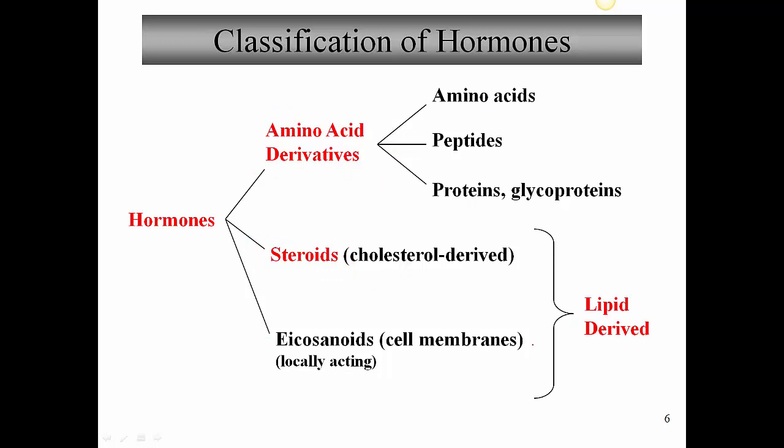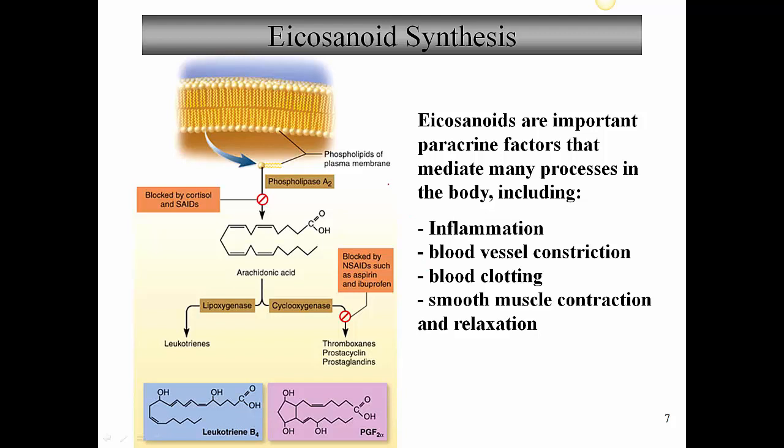As you see here, eicosanoids are also lipid derived along with the steroids. Eicosanoids are important paracrine factors that mediate many processes in the body, as you see here. And this list is by no means inclusive, but some of the processes include inflammation, blood vessel constriction, blood clotting, smooth muscle contraction and relaxation. And the way eicosanoids are produced is by using the lipids inside the cell membrane. These phospholipids from the cell membrane are converted into something that's known as arachidonic acid, which is a starting point for the eicosanoids. And this conversion is catalyzed by an enzyme known as phospholipase A2 that's in tissues.